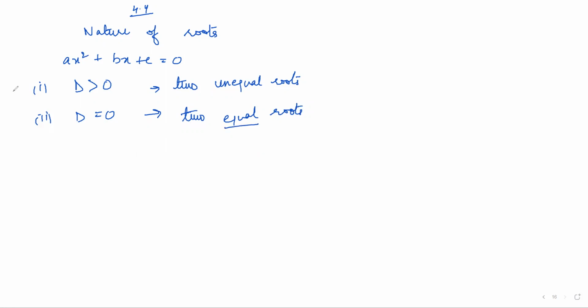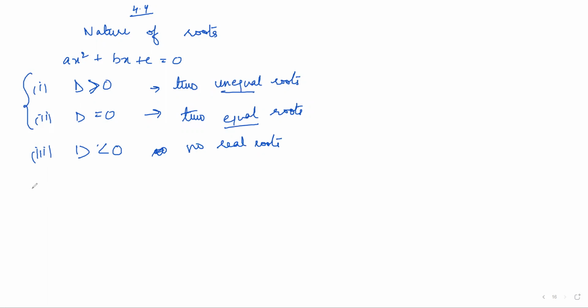Roots will be two, but they will be equal. In both cases, the roots are possible, right? And the third case, if D is negative, that means no real roots. So just see whether equal or unequal. If it is positive, then two different roots. If it is zero, then equal roots.